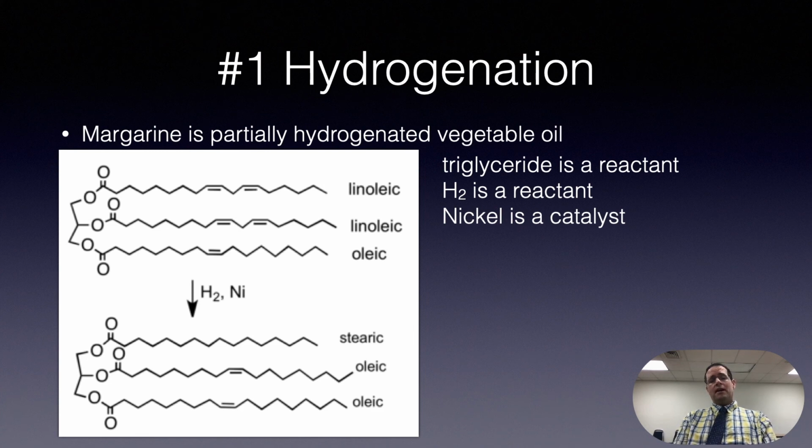So let me show you a couple of applications before we jump into this. First off, we have hydrogenation. So margarine is made by reacting vegetable oil, which is this triglyceride, which is a reactant, with hydrogen gas, another reactant. And these normally don't react at standard atmospheric pressures and temperatures, but if you add nickel as a catalyst, these can react and you'll form what's called partially hydrogenated vegetable oil, or margarine, okay? And that's a very big application, hydrogenation.